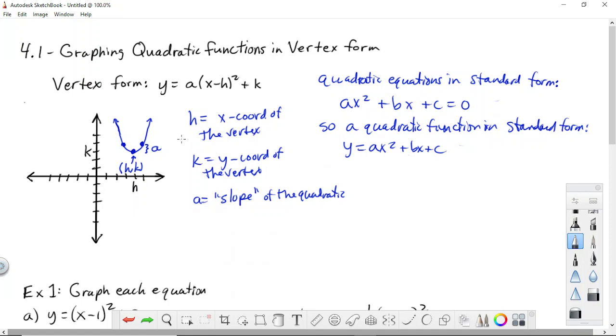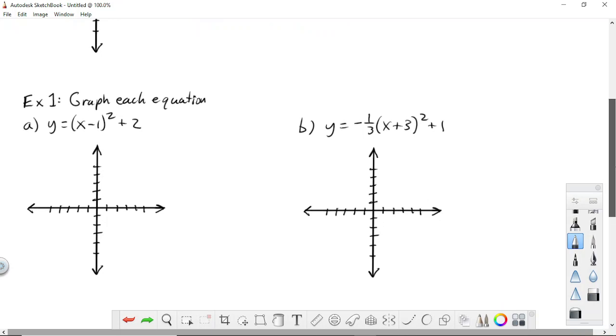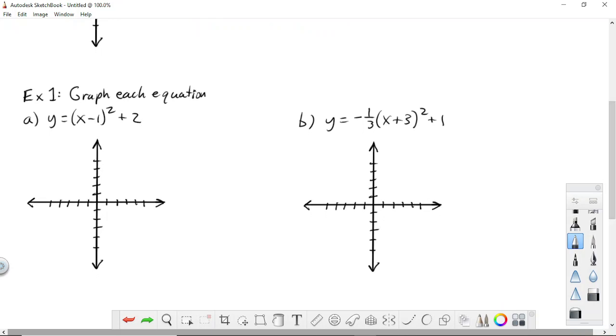So that gives us an idea what a, k, and h are, how they affect the graph. And now we're just going to look at a couple of examples, and you can do them very quickly. We just need to get the vertex and then look at a and decide how far up to go every time we go out from that vertex by just 1. So let's look at the first one. The vertex we'll identify here is (h, k), right? h is just the number that's subtracted in the parentheses.